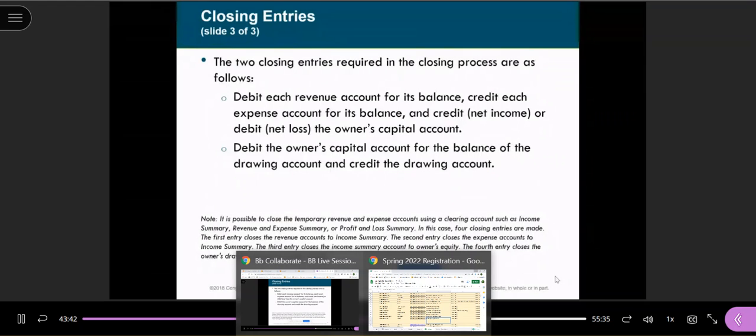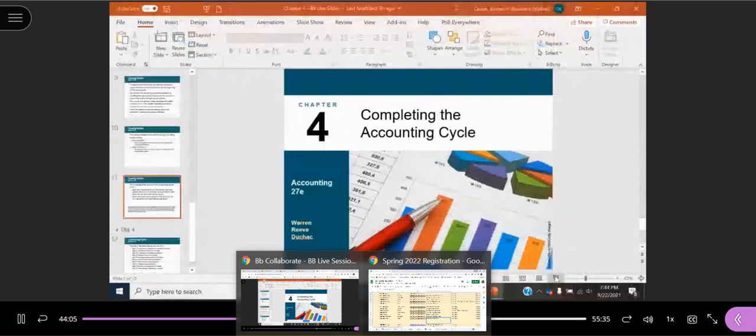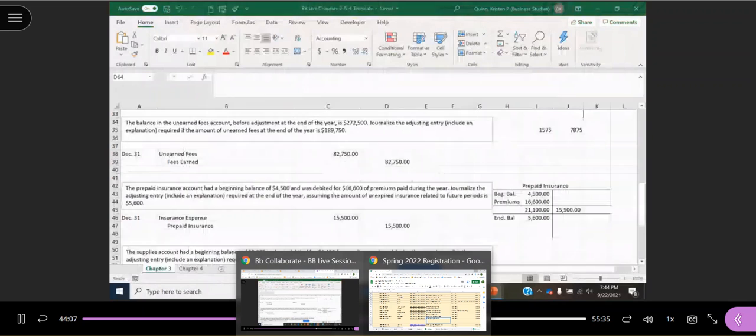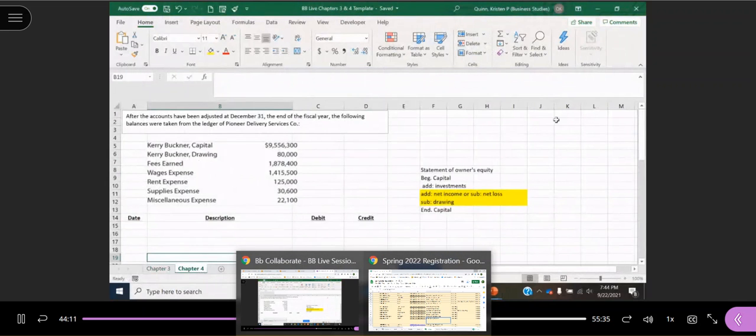So for example, my revenues have credit balances because that's the side that increases the account. So if I want to close it, I'm going to debit it for its balance. My expenses all have debit balances. That's their normal balance because that's how we increase expenses. So to close them, we're going to credit them for their existing balance. So that's how we're going to close out our accounts at the end of our period.